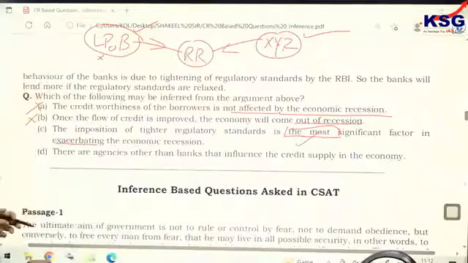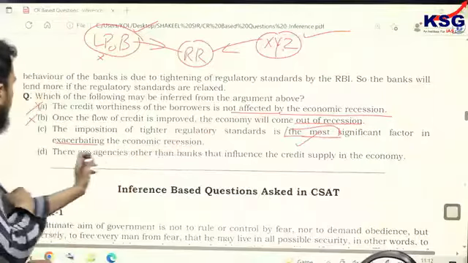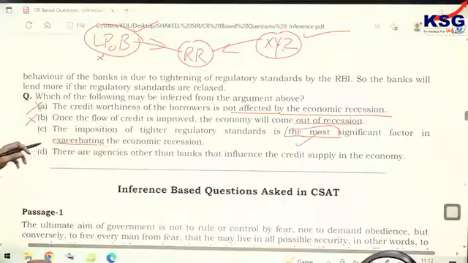This one is talking about the most significant factor exacerbating the economic recession. So, option C is also incorrect. The imposition of tighter regulatory standards is the most significant factor in exacerbating the economic recession. Option D is the correct answer.